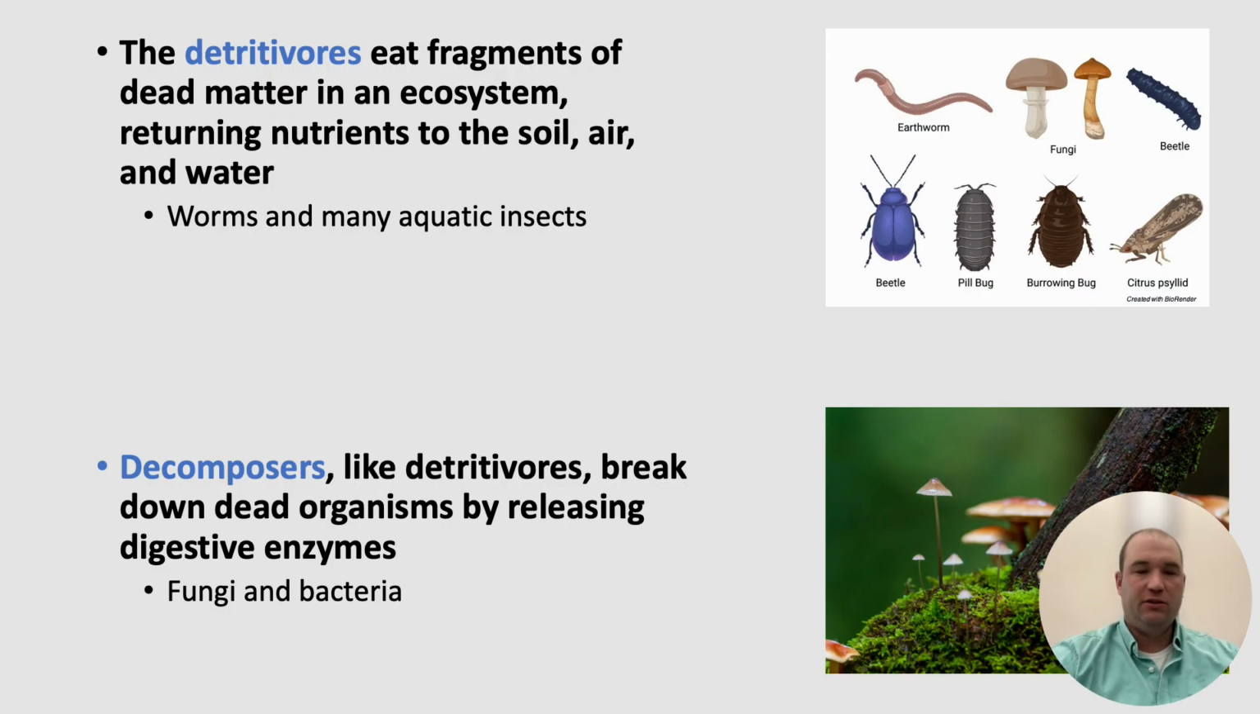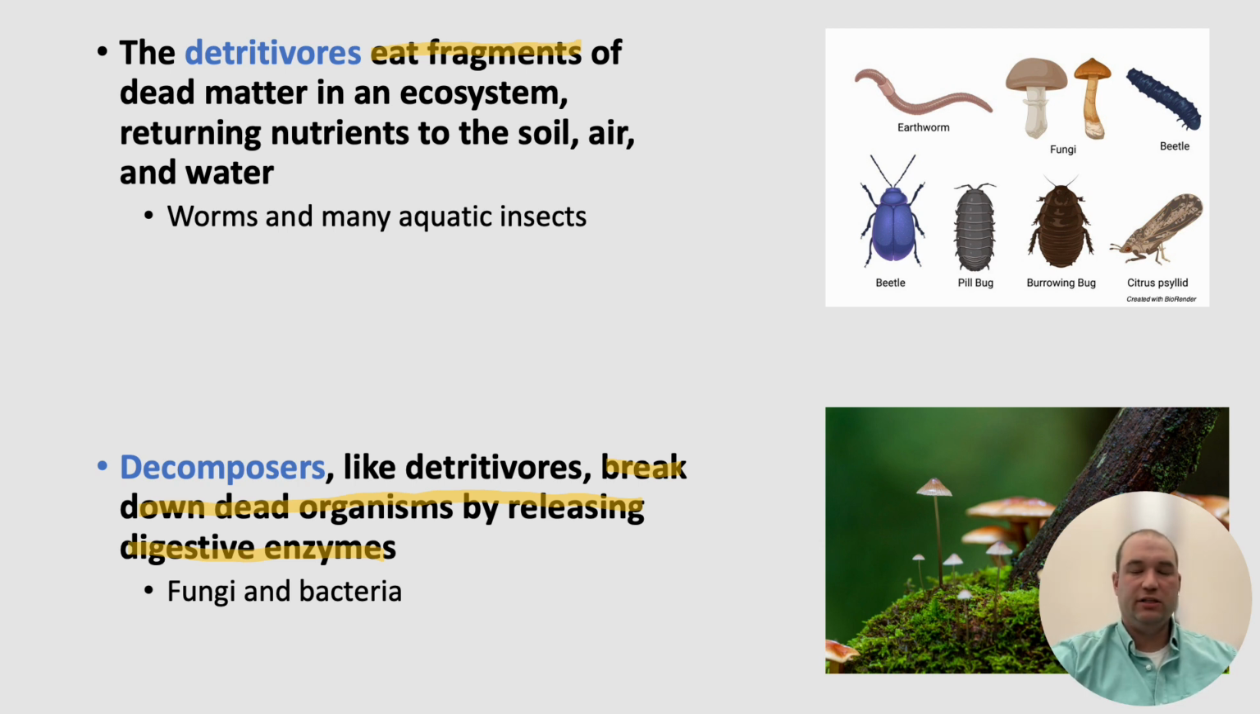So we also have detritivores. A detritivore eats fragments of dead matter in an ecosystem and returns nutrients to the soil. The thing about a detritivore is it's slightly different than a decomposer. Even though these terms sometimes get used hand in hand, a detritivore is actually physically eating fragments of the dead matter, and again, it's returning those nutrients back. Worms and also some aquatic insects are physically eating, whereas decomposers actually break down dead organisms by releasing digestive enzymes. This would be like our fungus.